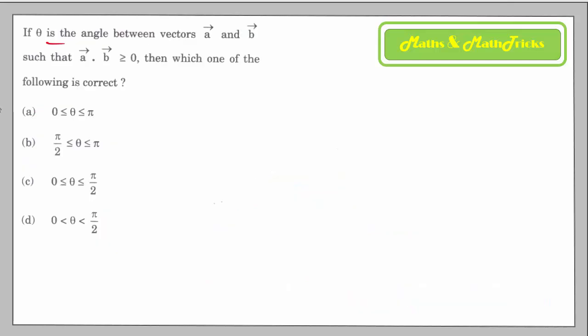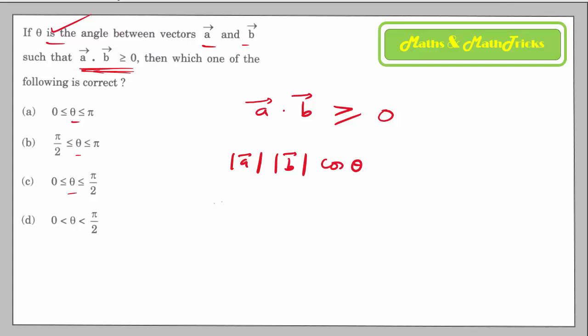If theta is the angle between a and b, and you know that a dot b is greater than or equal to 0, then what would you predict? The correct statement about theta. What is theta? Theta is the angle between a and b. What do you know? A dot b is greater than or equal to 0, means the dot product is 0 or positive. Out of the given range, you have to predict this value. So now a dot b means magnitude a into magnitude b, cosine of angle theta between them, greater than or equal to 0. See, student, magnitude a is a number, magnitude b is a number. Dividing throughout, you will get cos theta greater than or equal to 0.